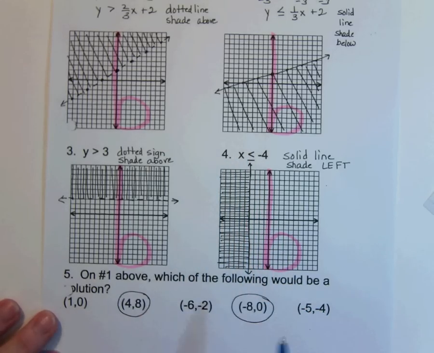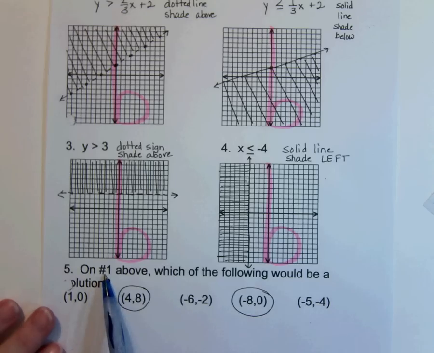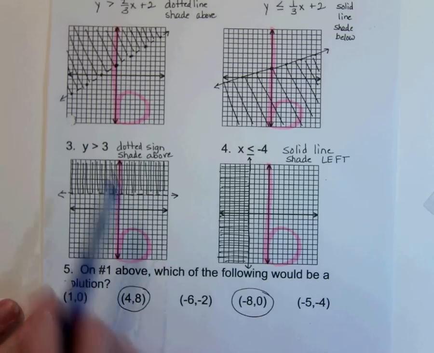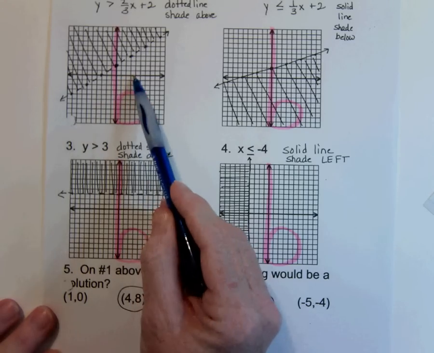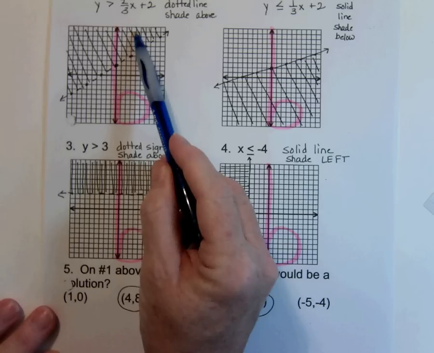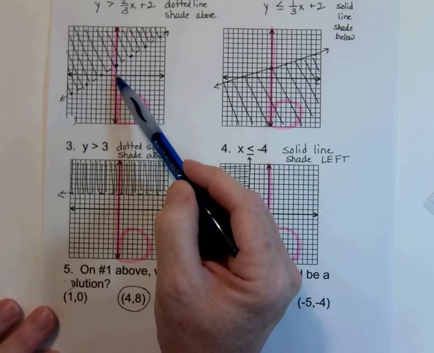So then you're asked a few questions. On question number 1, which is this one right here, which of the following would be solutions? So look at each one of these, and if you can plot that point, 4, 8, I can walk over 4 and go up 8. I'll be in the shaded area, so that's a solution. A 1, 0 is outside the shaded area, so it's not a solution.